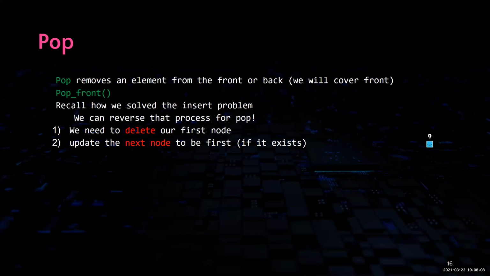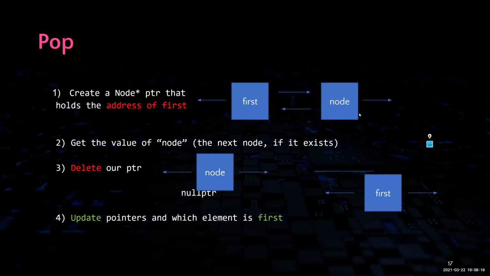Any other questions? But yeah, here's a visualization for this. So we first go ahead and we create a node pointer that holds the address of our first variable. So all we're doing here is just saying we're going to contain the value first. We're next going to find the value of our next node in memory, like this. We then delete first, like this, and then we update our pointers accordingly. Actually, I have a mistake here. Delete our first. Sorry about that.